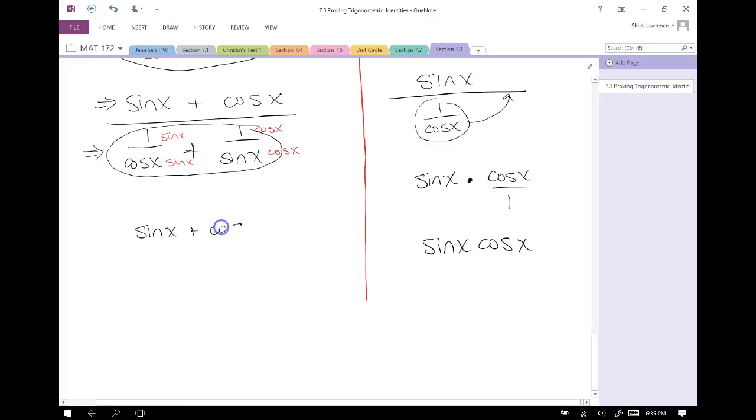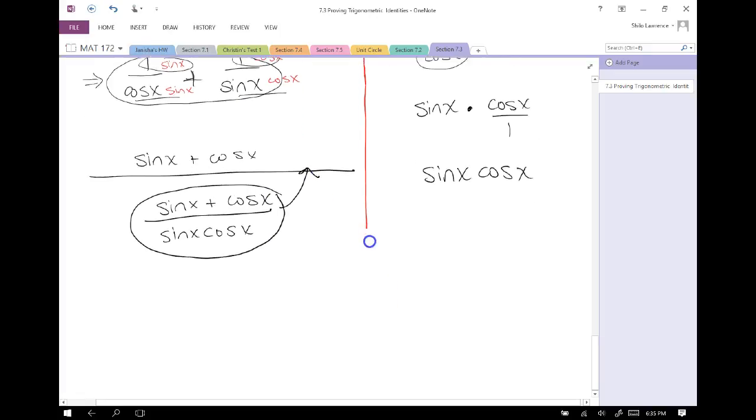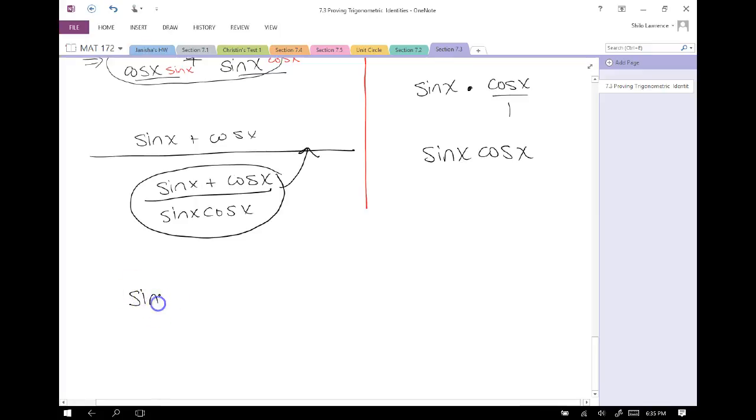So sine x plus cosine x all over. So now these guys match. I can add those numerators. I've got sine x plus cosine x all over sine x times cosine x. Now instead of dividing by a fraction, I can flip and multiply. So your numerator stays the same, but instead of dividing by this fraction, I'm going to flip it and multiply.